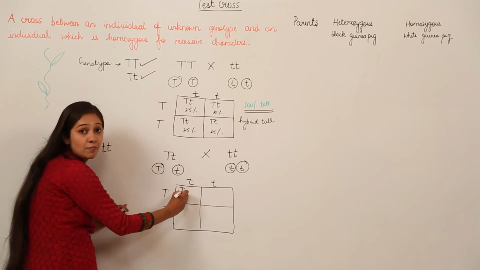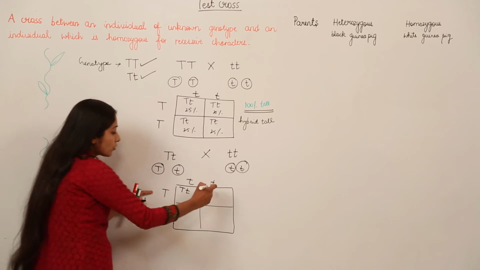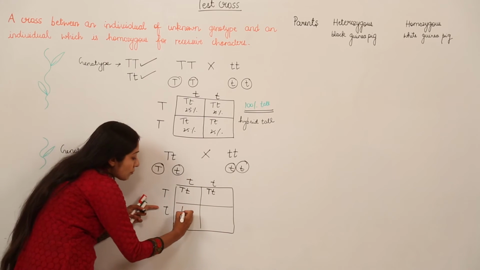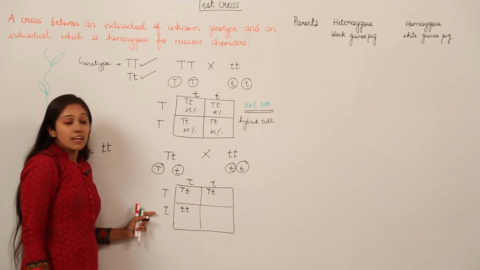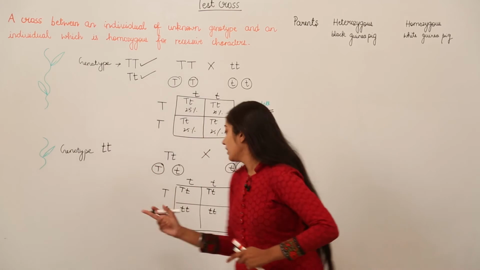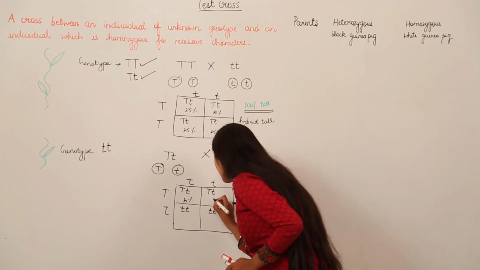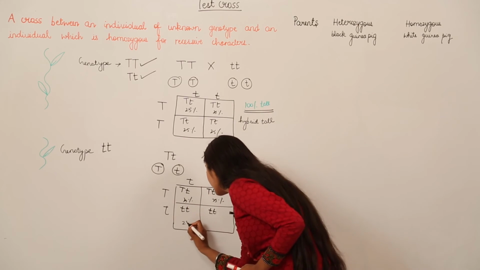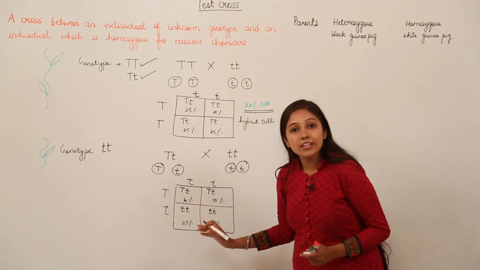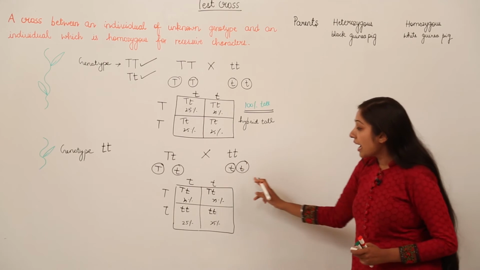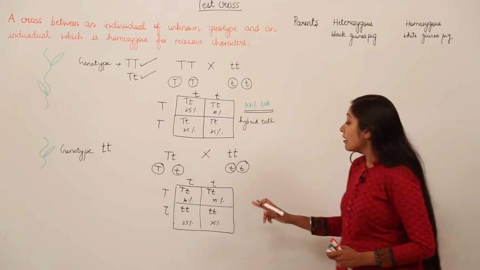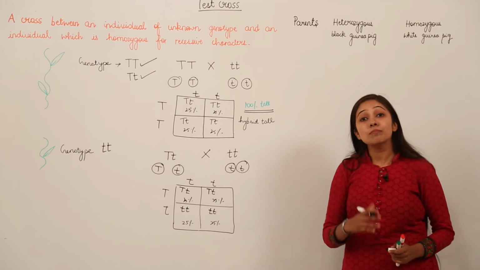An uppercase letter T and a lowercase letter t. Here also we have an uppercase letter T and a lowercase letter t, but in this case when you multiply this with this, you have both the lowercase letter t, and in this case also you will have both the lowercase letter t. Now what is going to happen? We will divide it in 25%, 25%, 25% and 25%. So what is going to happen now? Remember, we have 2 plants out of 4 that are going to be hybrid tall. We have 2 plants out of 4 that are going to be pure dwarf.